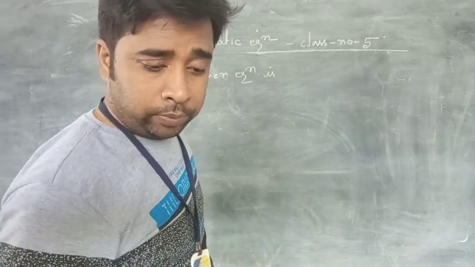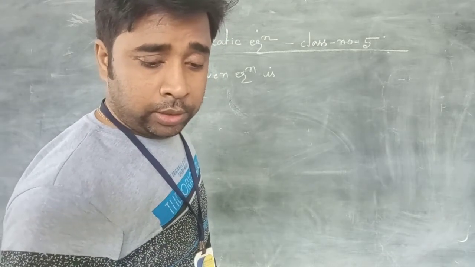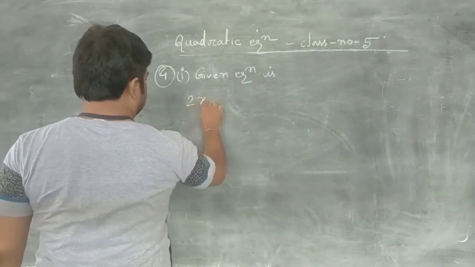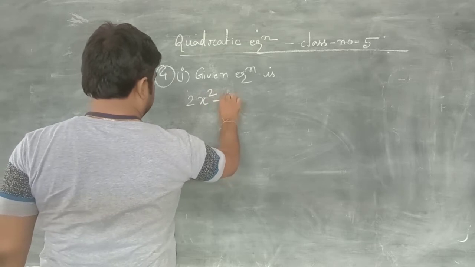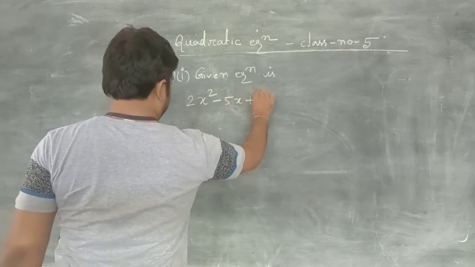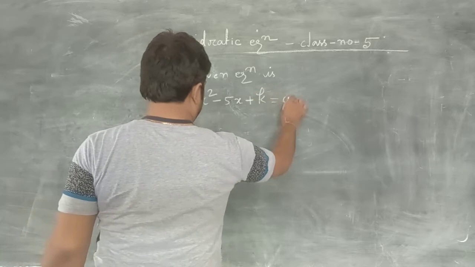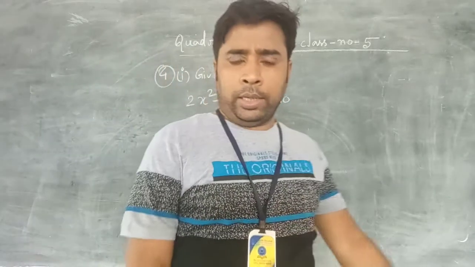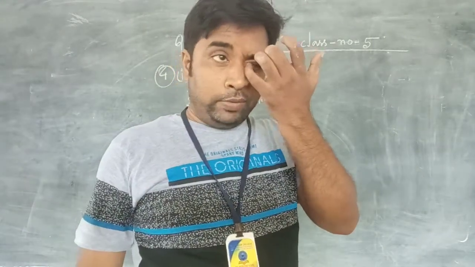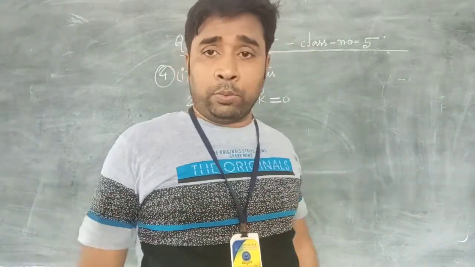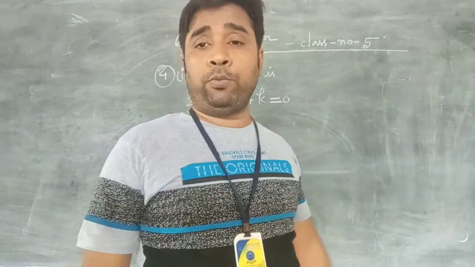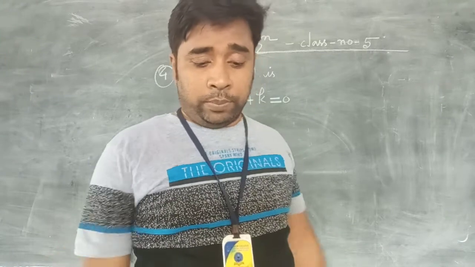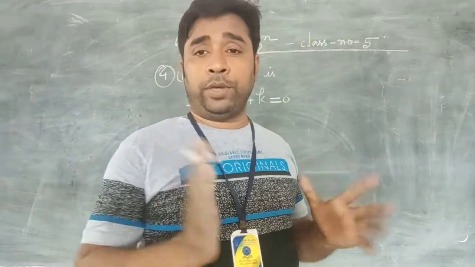What is the given equation? Given equation is 2x square minus 5x plus k equal to 0. This is the given equation. Now what is given? That the two roots of the quadratic equation, if one is alpha and the other is twice alpha, this is given. And we have to find the value of k.